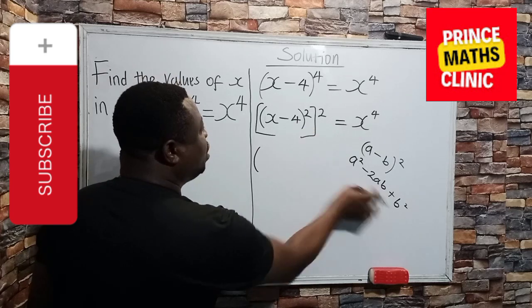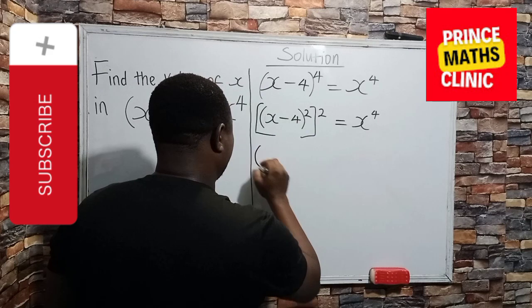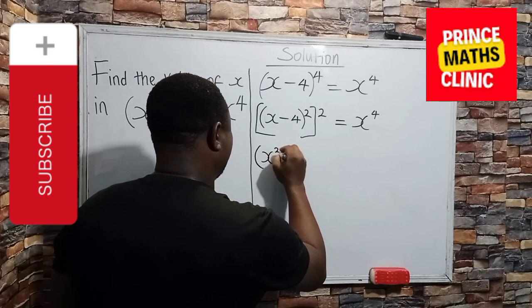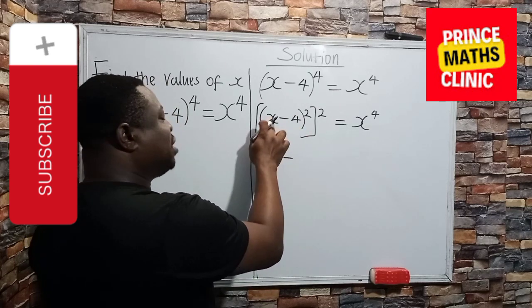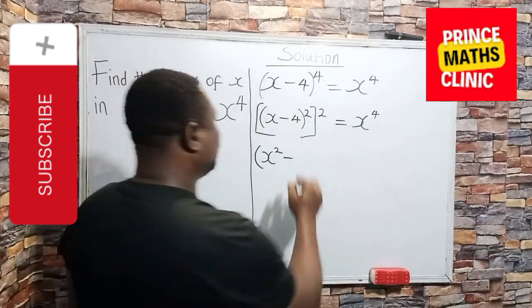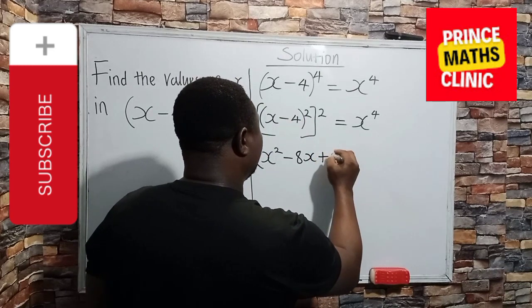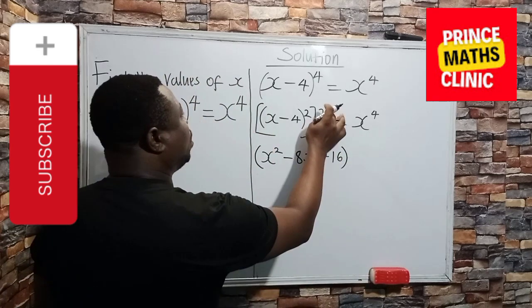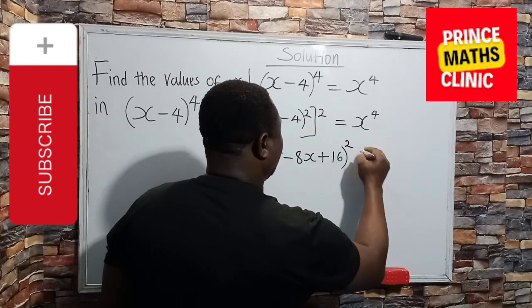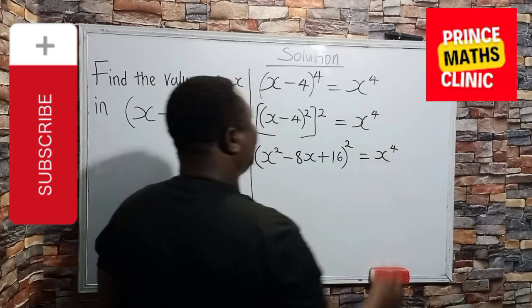So using this model, we are going to obtain x squared minus 4 times x is minus 4x, times 2, minus 8x. Then minus 4 squared is what? 16. Remember, the result is squared, equals x to the power of 4.